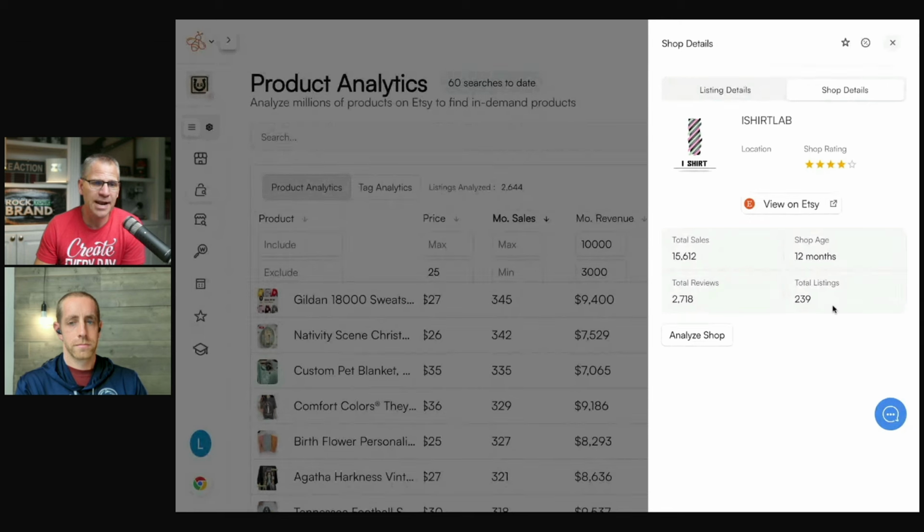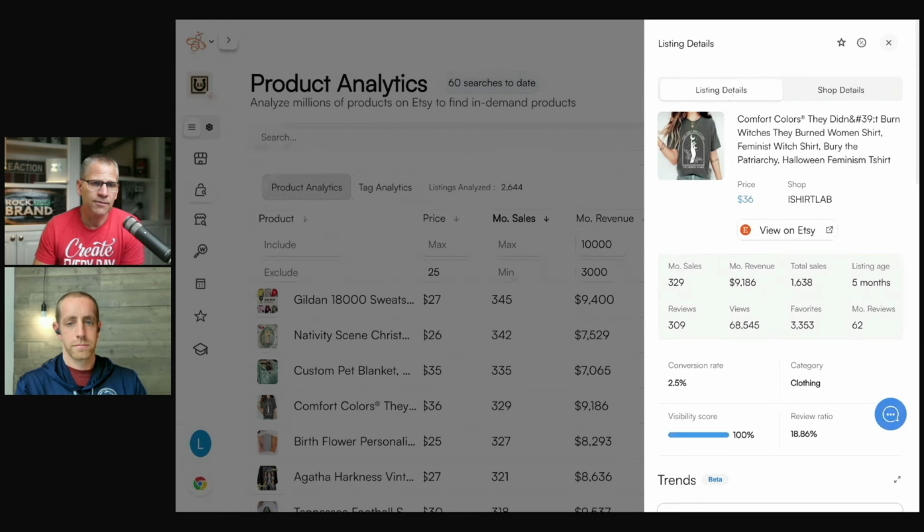And this is a perfect example because the shop is 12 months old. It's got 239 listings, 2,718 reviews, and 15,612 sales. And if we go directly back to this, we've got this one shirt that's doing well.